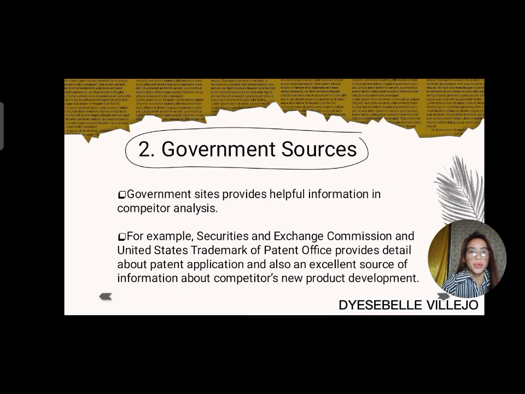Now let's move forward to government sources. Government sites provide helpful information in competitor analysis.